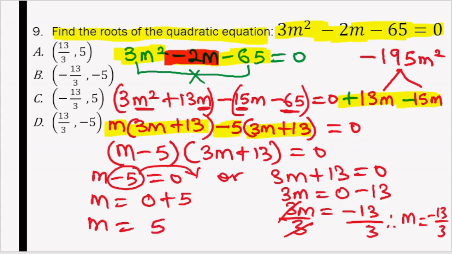5. So our answer is 5 and minus 13 over 3. So judging from the option, our answer is C, because minus 13 over 3 and then 5. So our answer is C. Now let's move to question number 10, which is the last question for today.